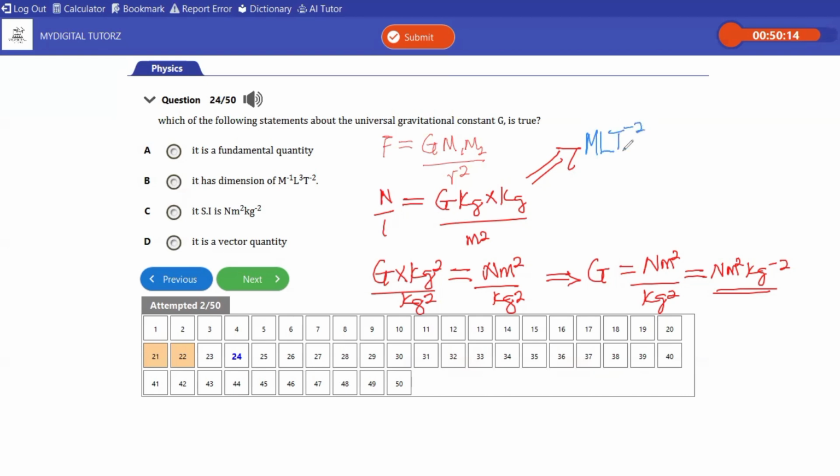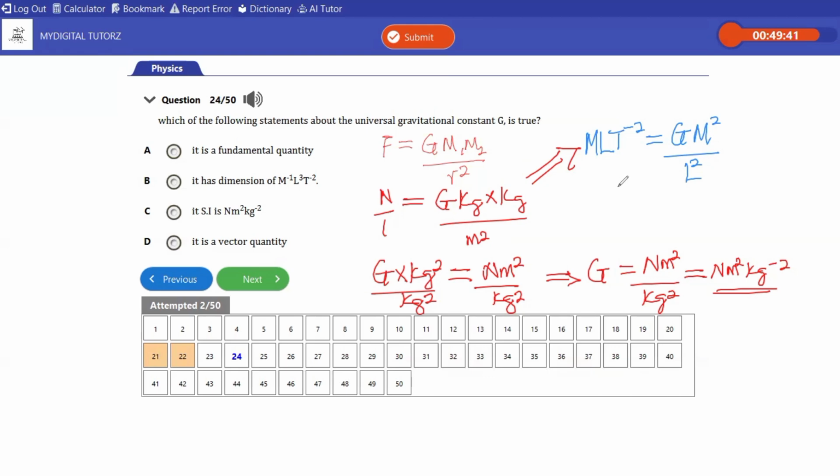I have done a video on how to write dimension directly from the unit of any quantity. You can check the video on my channel. So MLT minus 2, that is for the force, is equal to G, and here mass is M squared. Is that correct? Then all over, since meter is a unit of length, the dimension of length is L squared also. Am I communicating? So let's check if it is true.